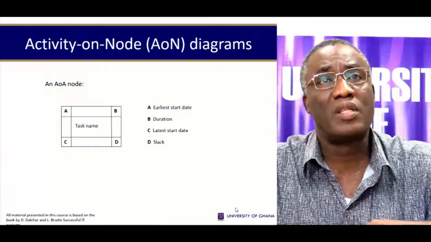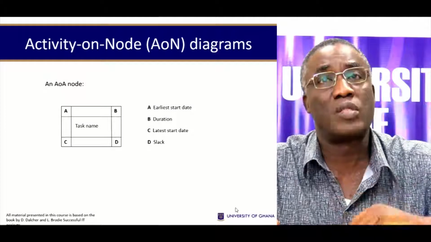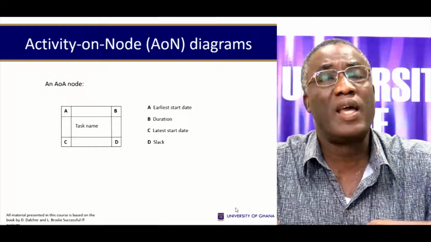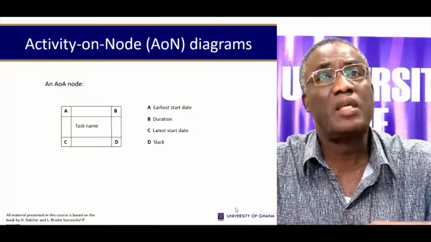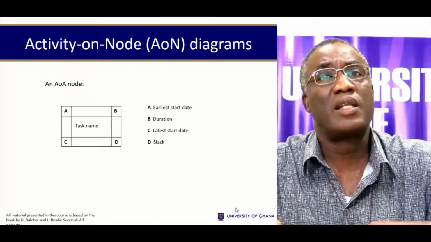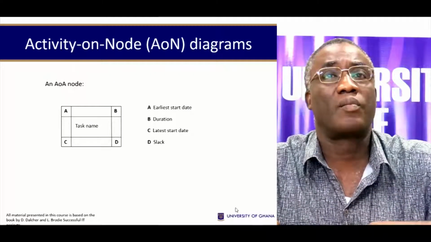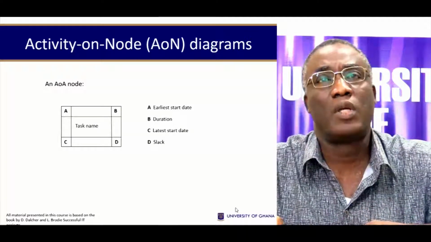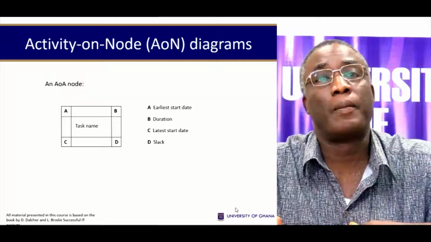So this diagram here shows you an activity on node diagram, for example. Those are the nodes that you use. What is in A would indicate the earliest start date. What is in B indicates the duration. C indicates the latest start date and D will be any slack in time, if any.